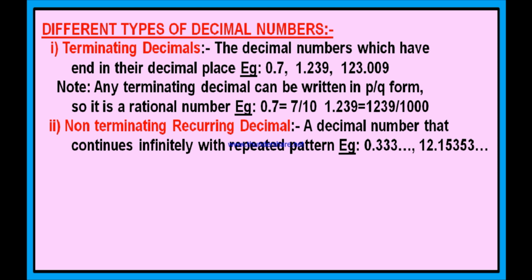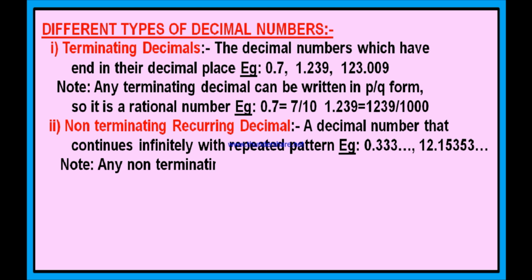And another example is 12.153535353 and so on. This decimal number also has no end. It continues up to infinity. Therefore, it is non-terminating. And at the same time, the decimal part 53 is repeating, 535353. 53 is repeating. Therefore, it is a recurring decimal. A decimal number that continues infinitely with a repeated pattern is called a non-terminating recurring decimal.